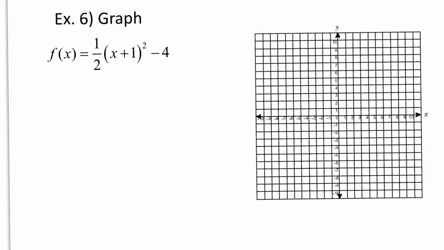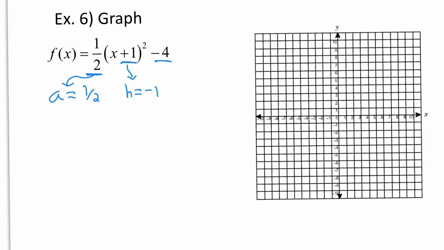f of x equals 1/2 times the quantity of x plus 1 squared minus 4. So first, let's look at the a, the h, and the k. Your a value is going to be the one outside the parentheses, before the parentheses. So a equals 1/2. I'm just going to put an arrow right here. Your k value, not k, sorry, your h value is going to be the one inside of the parentheses. So h equals, remember to change the sign, so that plus 1 becomes a negative 1.